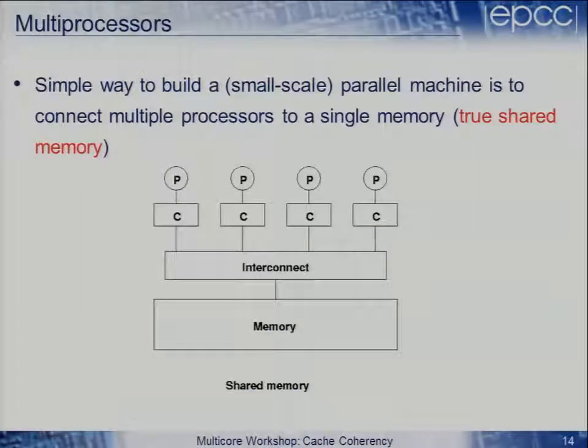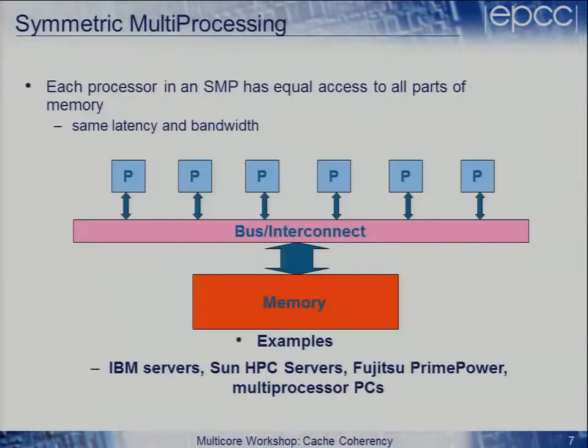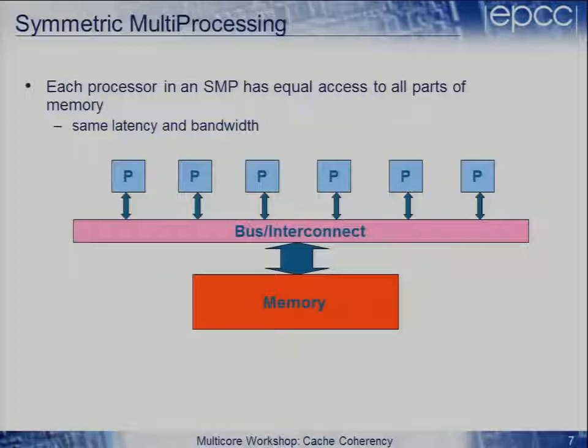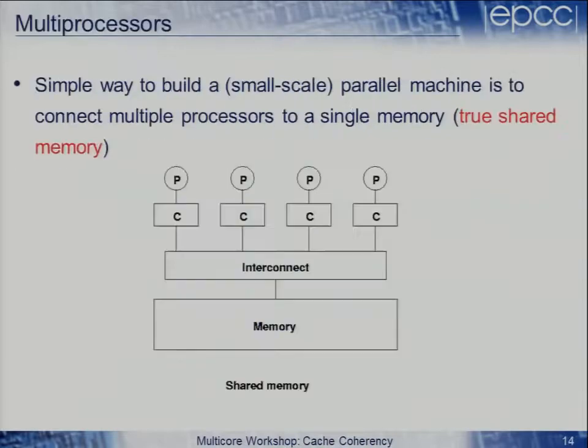So the simplest way to build a small-scale parallel machine is to connect multiple processors to a single memory, true shared memory. So my previous diagram, sorry, I'm jumping about, this was my canonical view, a number of processors and memory. Of course, that's not what happens, because each processor has its own cache. So what it really looks like is this, processor, cache.